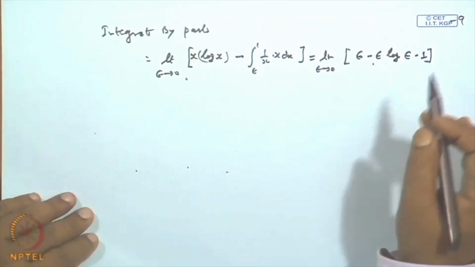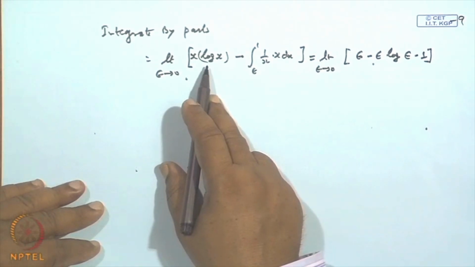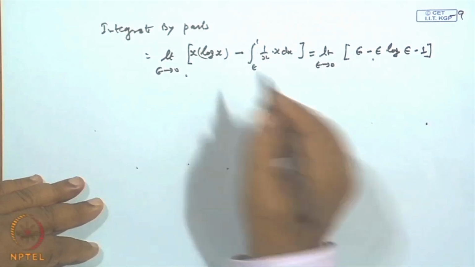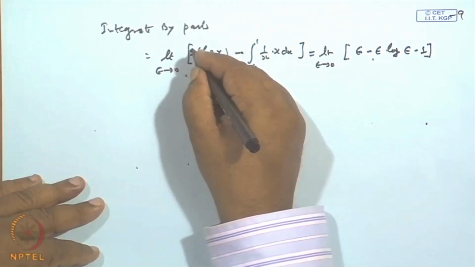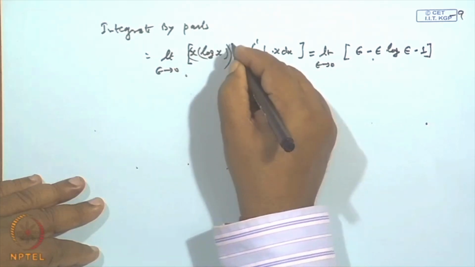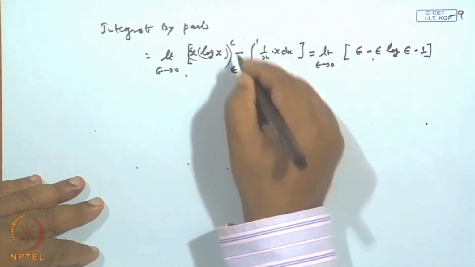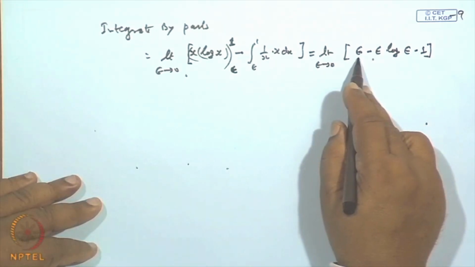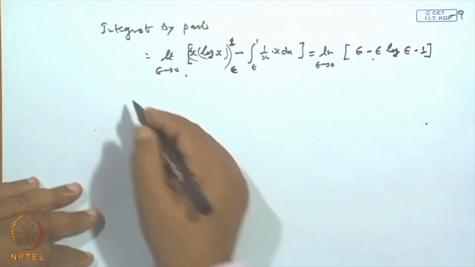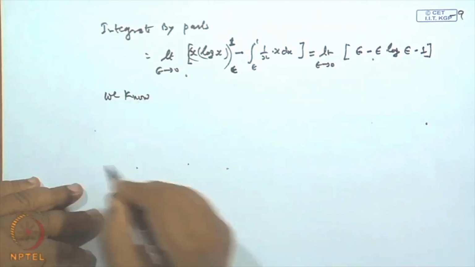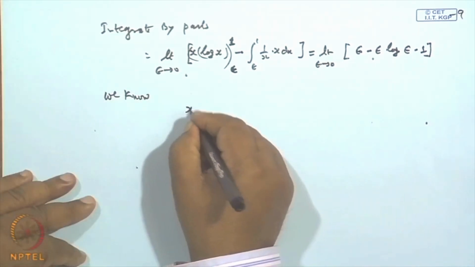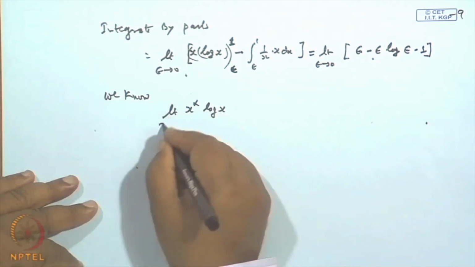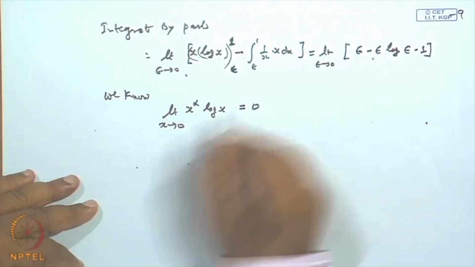Okay. Then the first one times integral of the second. So you are getting x log x, minus, because log 1 is 0. This is from epsilon to 1. Okay, so we get this. Now when epsilon tends to 0, this is 0. What about this? This we know: x to the power alpha log of x, when x tends to 0, is always 0.